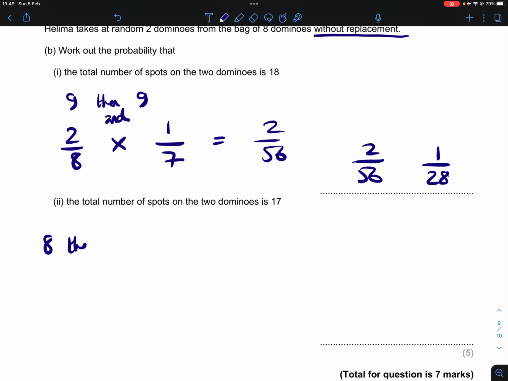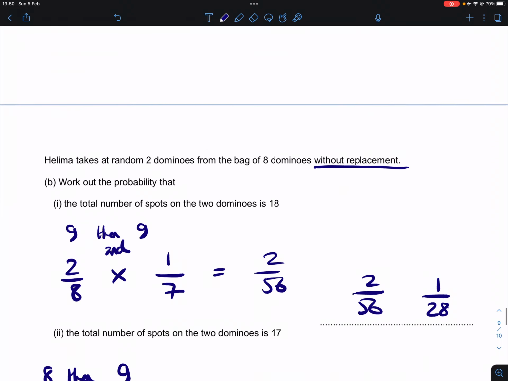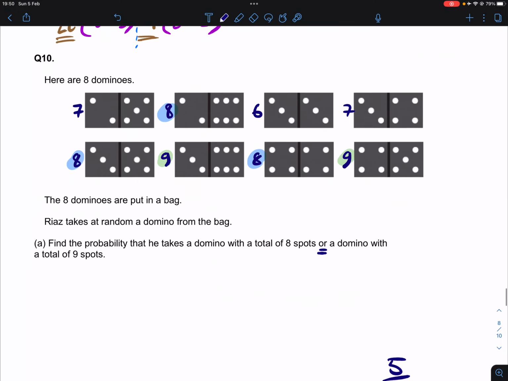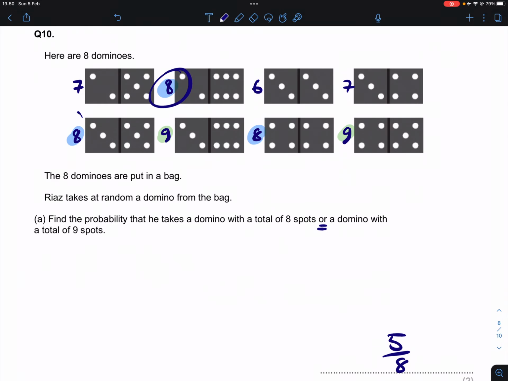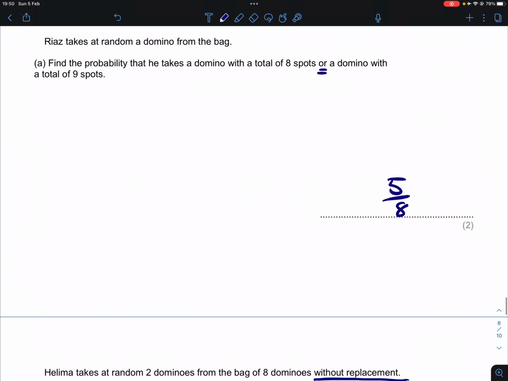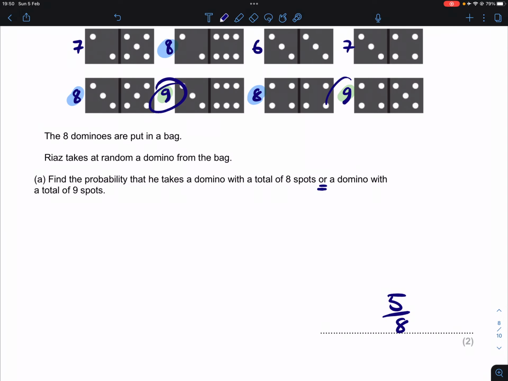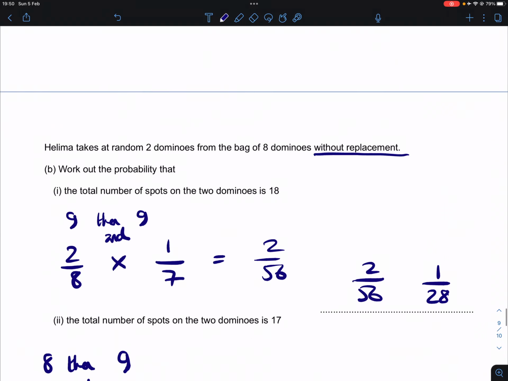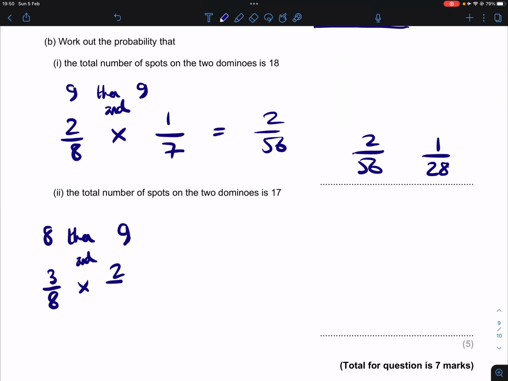If I go with 8 then 9 first, probability of getting an 8 first of all, there's 3 out of the 8 dominoes. So 3 over 8 will be the probability I start with here. And then the 9s, there's only 2 9s, and of course one of those dominoes is gone, so it's going to be 2 out of 7. We multiply them together, we get 6 over 56. I won't simplify that for now, but it wouldn't matter if you did anyway. So 6 out of 56.